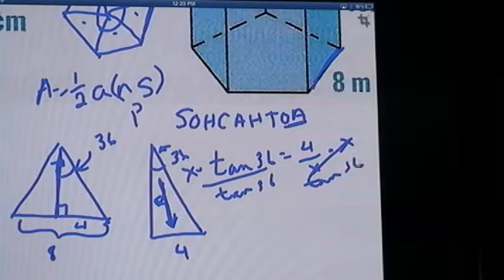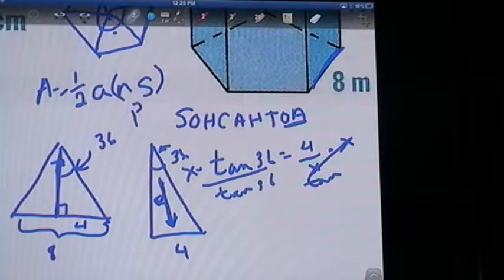So you punch this into your calculator. Boy, you really just can't read that. Let me see if I can fix that.